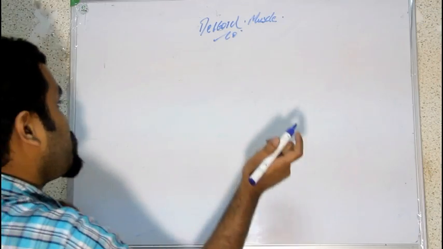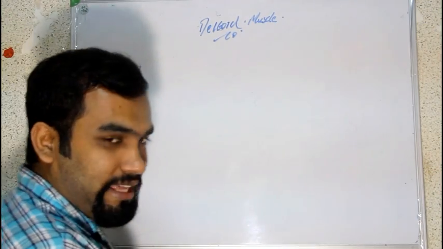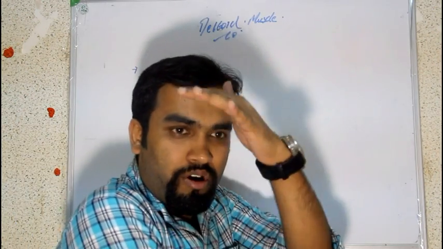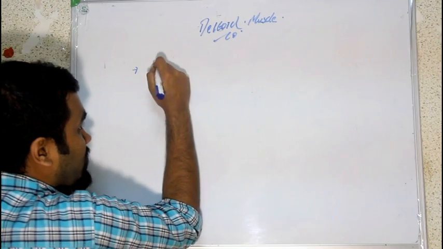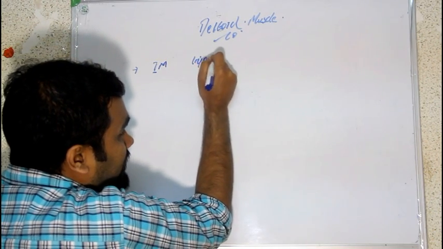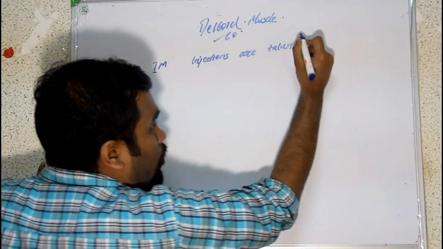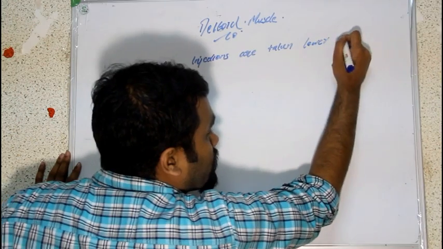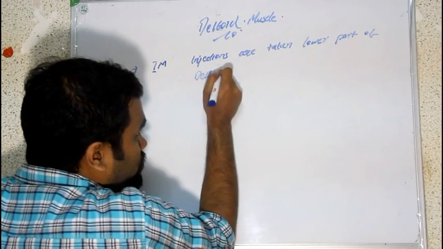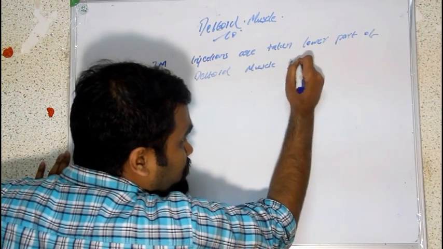Okay, here deltoid muscle. So, you know IM injection, right? IM injection, where are they taking it? We are taking it on the lower part of the deltoid muscle. Intramuscular injections are taken on the lower part of the deltoid muscle just above the insertion. Okay, so this is asked: where, the deltoid muscle just above the insertion.